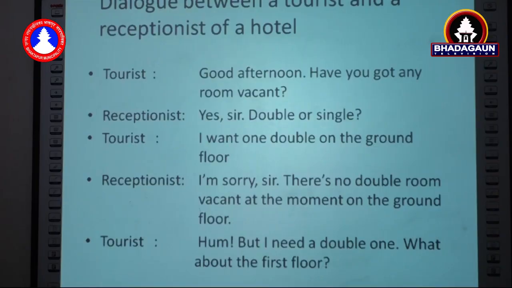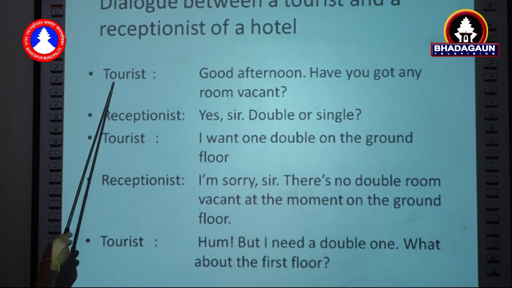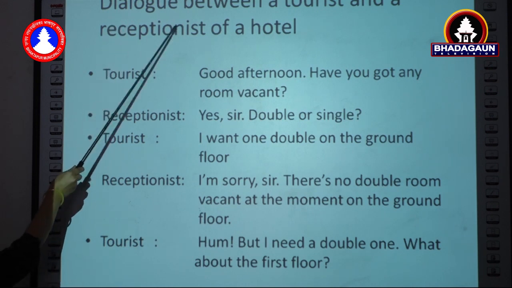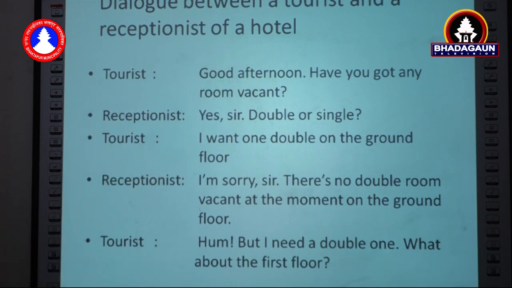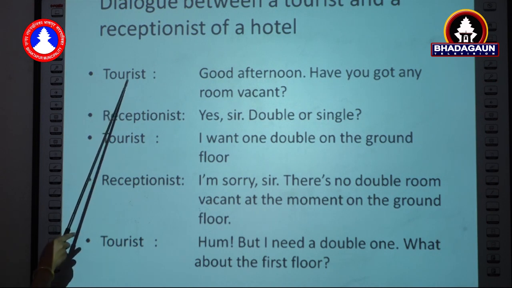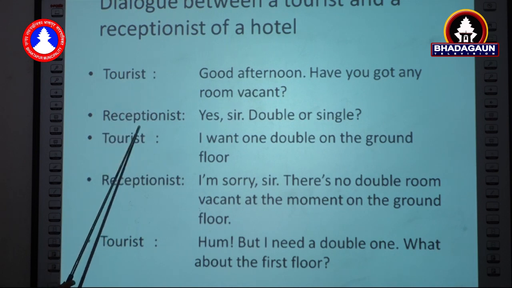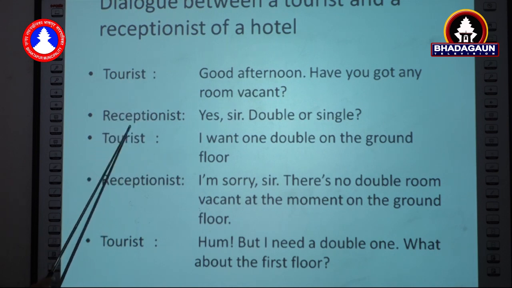Okay. As I talked to you earlier, first of all, I want to stress the layout and format. This is a dialogue between a tourist and the receptionist of a hotel. So here we have the tourist and the receptionist, and the two of them are exchanging their dialogues, right?